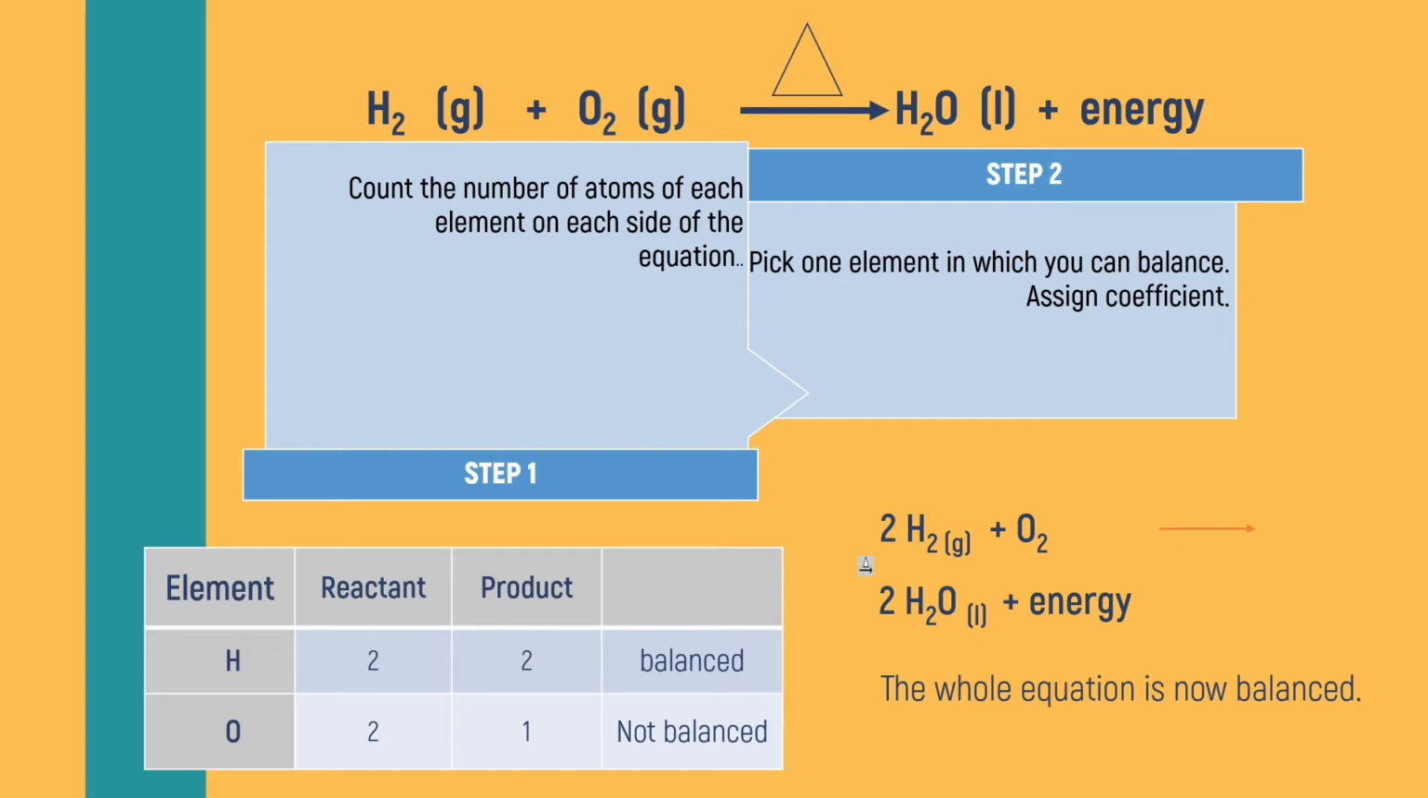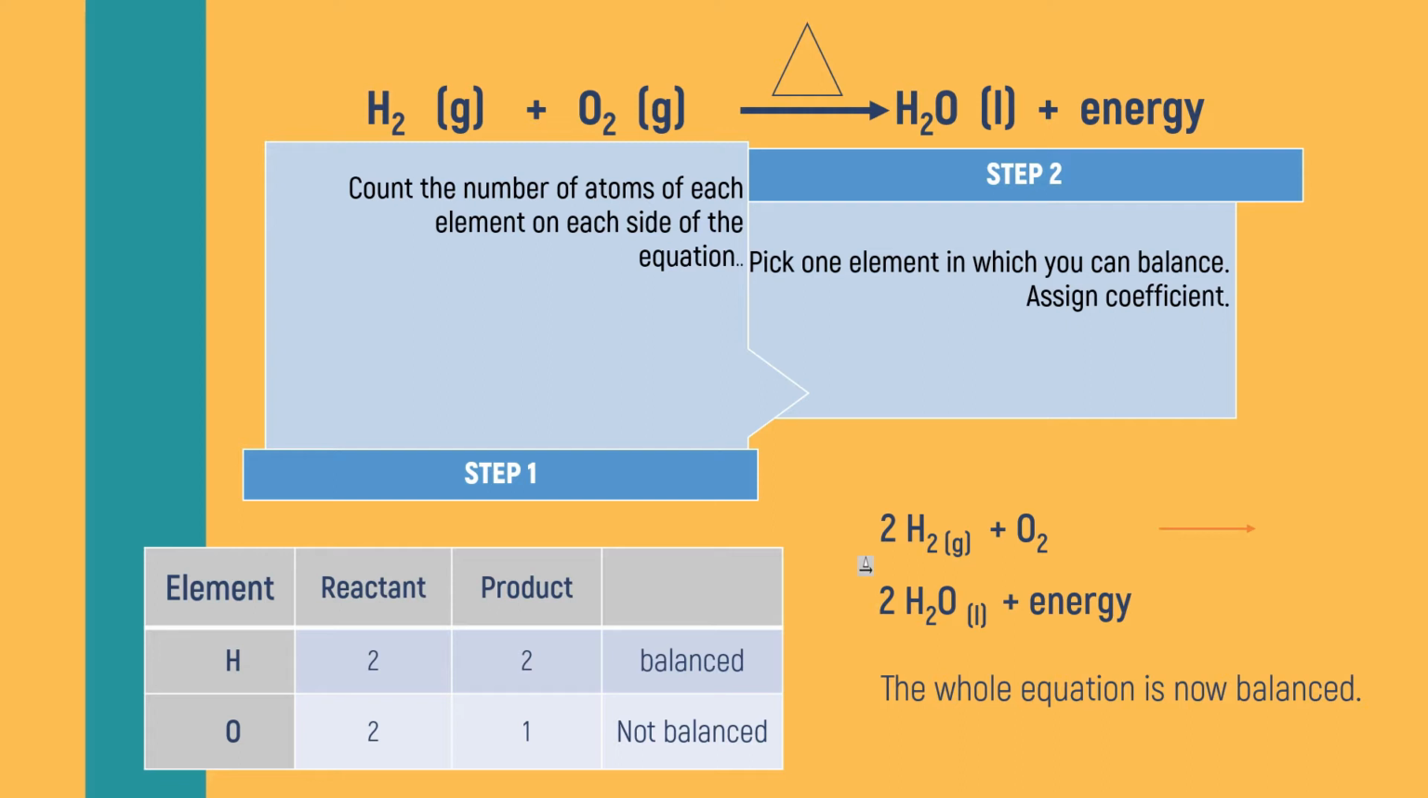How do you know the number of atoms? The subscript will give you the number of atoms for each element. And then for the product side, you have also hydrogen and oxygen. So you have 2 atoms of hydrogen and 1 atom of oxygen. Step number 2, pick one element in which you can balance.